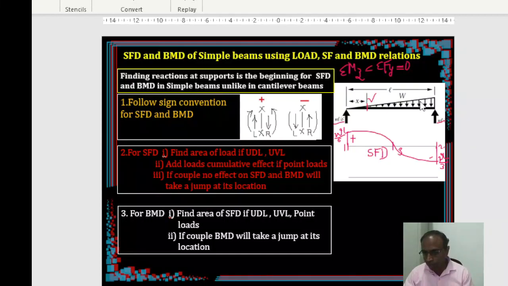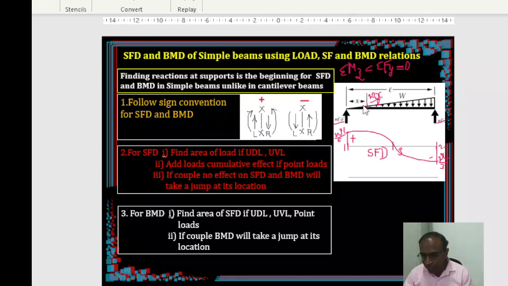Already we know at a distance L the intensity of the load is W. At x distance, what is the intensity of the load? At a distance of L, load is W. At a distance of x, it is going to be Wx by L. From similar triangles also you can find this, right? It is simply proportionate. At L distance, load is W. At x distance, it is Wx by L.